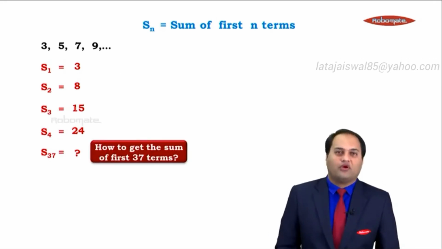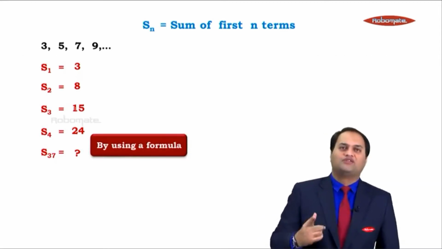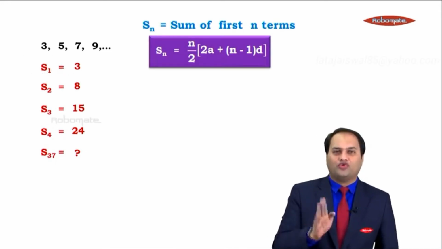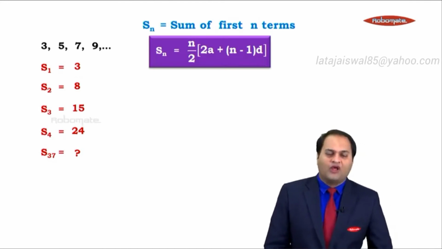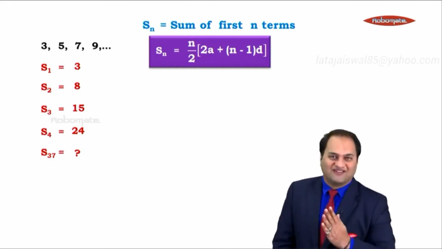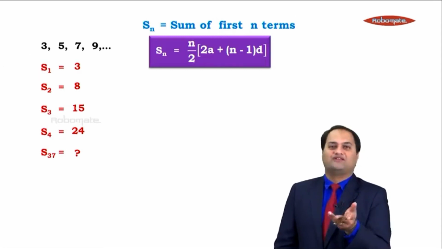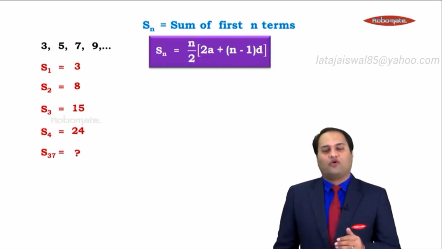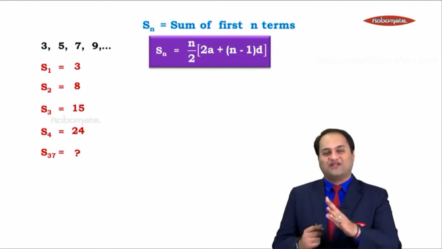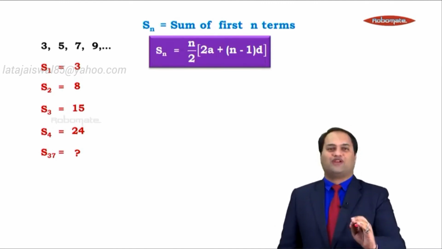To get the sum of the first 37 terms or 25 terms or whatever, there is a general formula: Sn is equal to n upon 2 into (2a plus (n minus 1) into d), where Sn represents the sum of the first n terms, n represents the number of terms, a is the first term of the AP, and d is the common difference. The derivation is not in your syllabus, so you just need to remember this formula: Sn is equal to n upon 2 into (2a plus (n minus 1) into d).